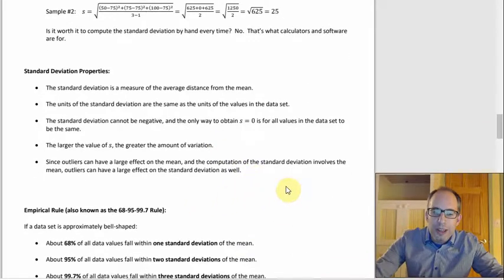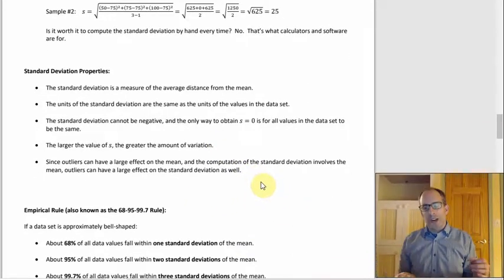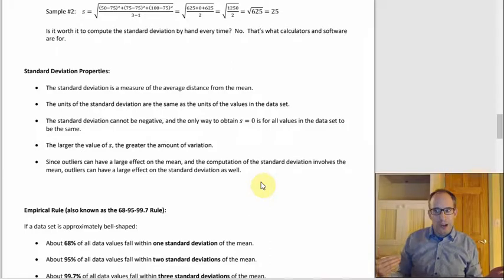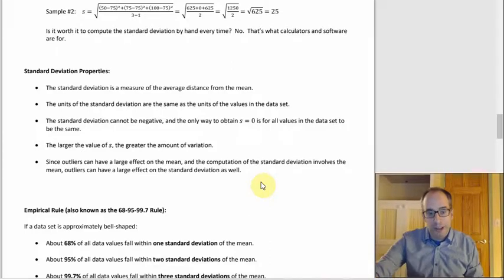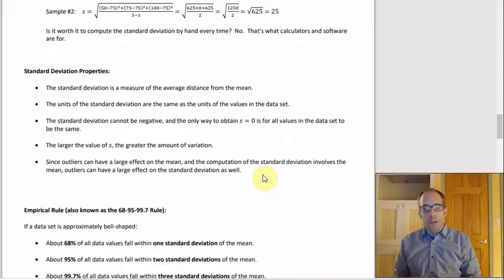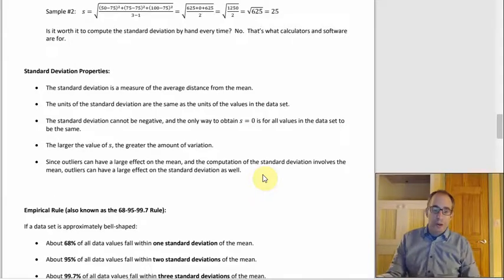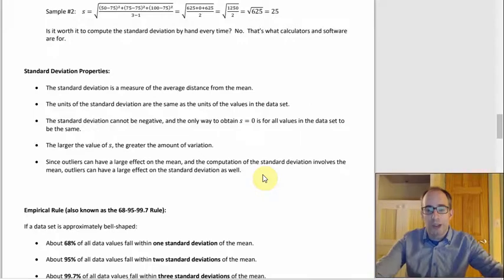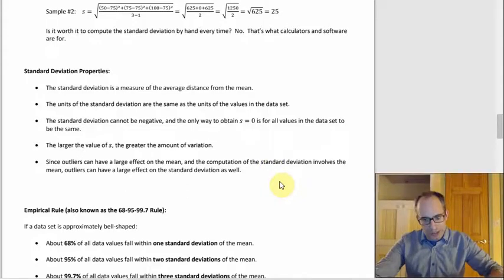And then, like when we talked about being resistant or not resistant to extreme values, that factors in here too, because we said the mean was not resistant, so it was a computation that could be heavily affected by outliers. So because the standard deviation computation is based on the mean, if the mean's affected by outliers, then so is the standard deviation.